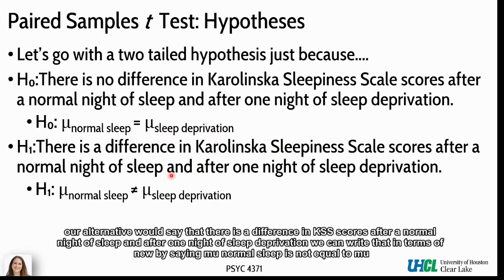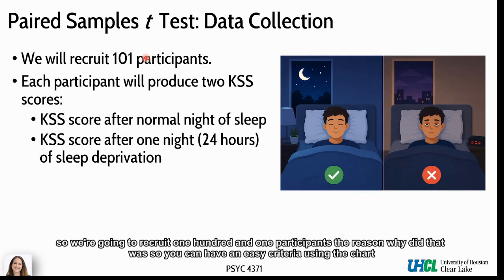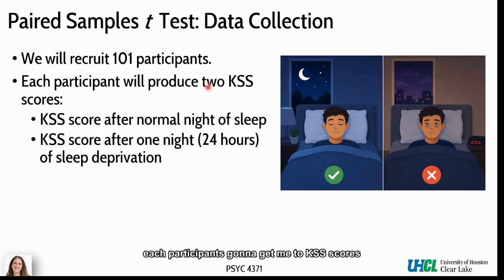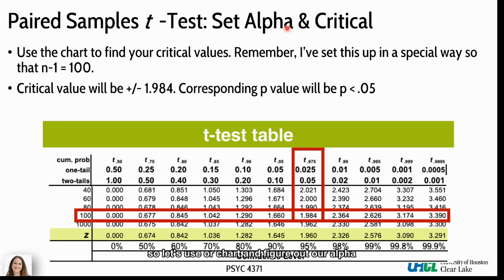Our alternative would say that there is a difference in KSS scores after a normal night of sleep and after one night of sleep deprivation. We can write that in terms of mu by saying mu normal sleep is not equal to the mu of sleep deprivation. So we're going to recruit 101 participants. The reason why I did that was so you could have an easy bounding criteria using the chart. Each participant's going to give me 2 KSS scores. We're going to have a KSS score after a normal night of sleep and a KSS score after 24 hours of sleep deprivation. So let's use our chart and figure out our alpha and critical levels.